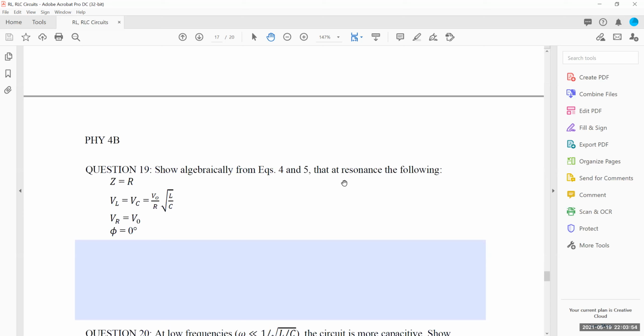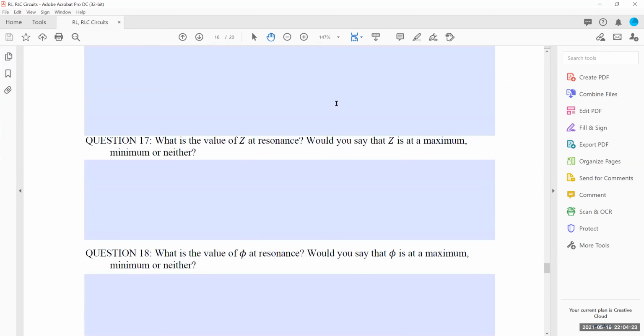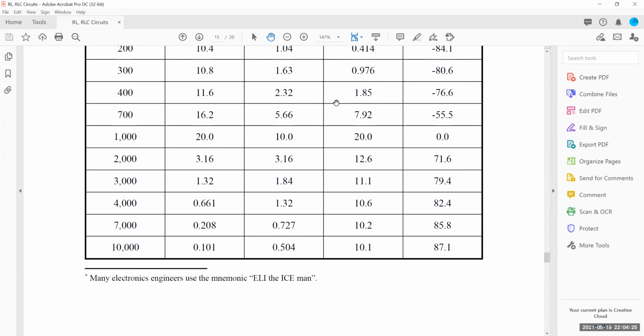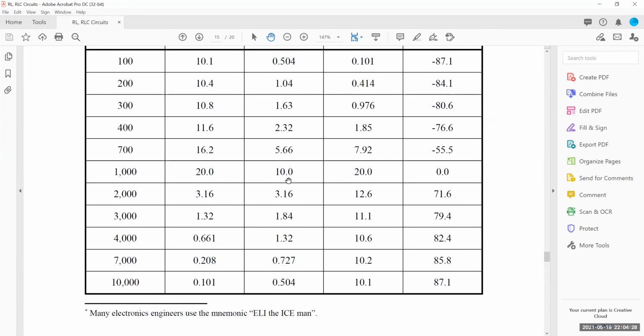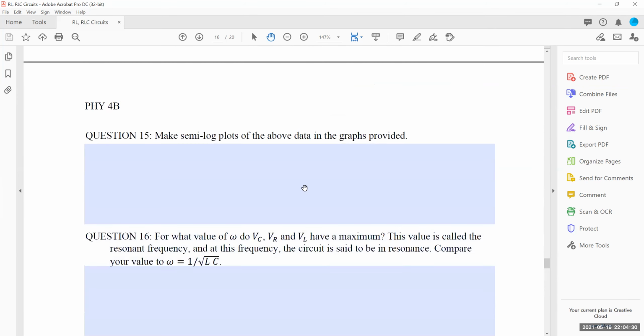Okay. Show algebraically from equations 4 and 5 the resonance. So when you put omega equal to that value, which is 1 over omega C, all of these values should make sense. Because now, remember, this expression is the square root of R squared plus (XL minus XC) squared, and those two are equal, so they cancel out. You will be left with the square root of R squared, equal to R. So this should follow through from the calculations, and VR is equal to V naught, because the other two cancel. One of them is positive 20, the other one is negative 20, and they cancel, so that the actual voltage drops back to V, which is 10, okay?